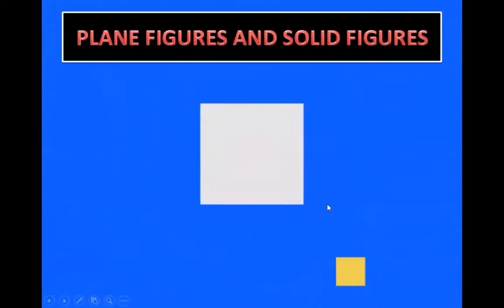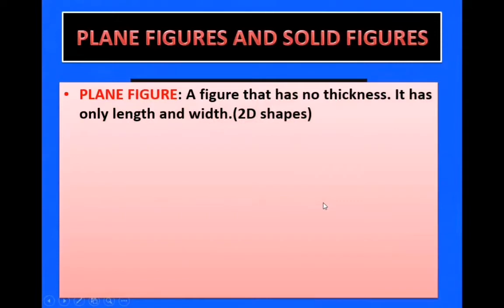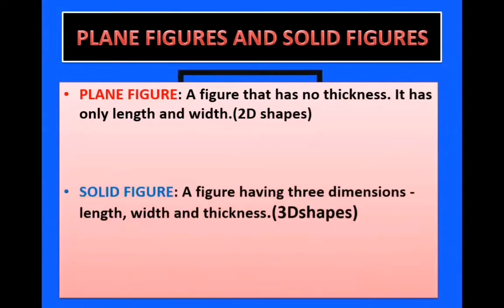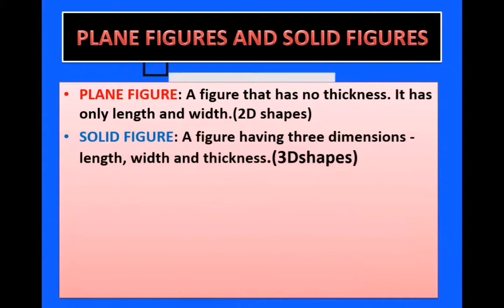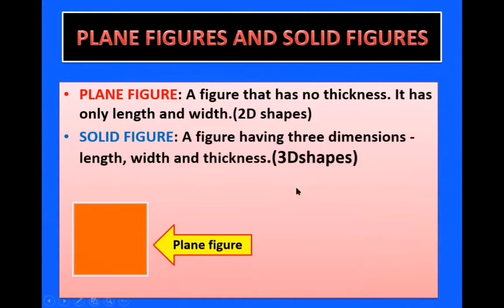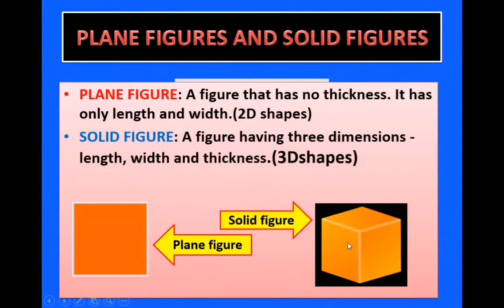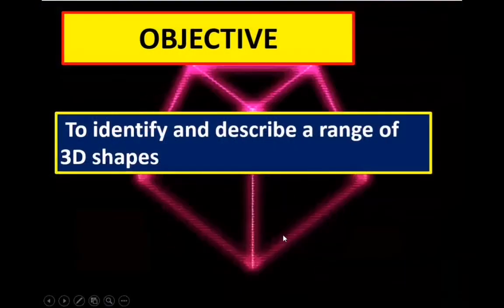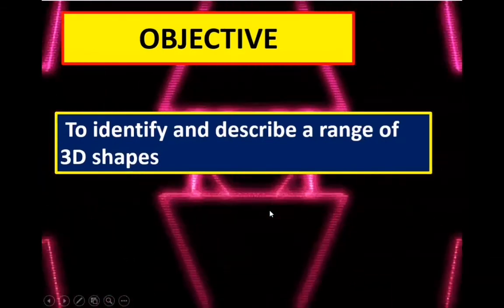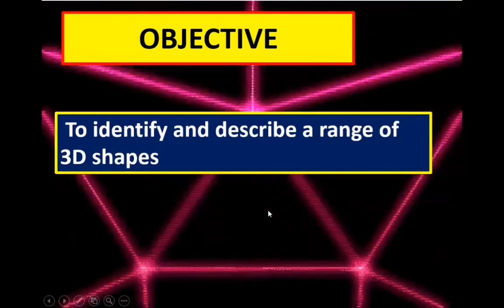Plane figures and solid figures. A plane figure, a figure that has no thickness and has only length and width, is called a 2D shape. A solid figure, a figure having 3 dimensions, length, width, and thickness, is a 3D shape. Here, a simple square is an example of a plane figure, and if it is a cube, it's a solid figure. So our lesson objective is to identify and describe a range of 3D shapes.